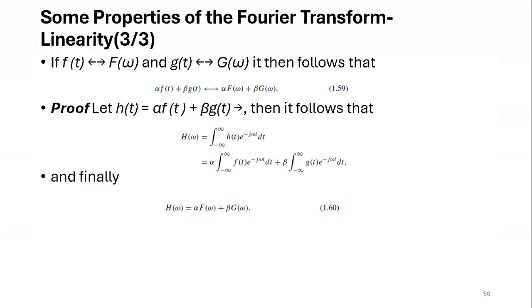H(omega) is the integral of h(t) e to the minus j omega t dt. So alpha times the integral from minus infinity to infinity of f(t) e to the minus j omega t dt, plus beta times the integral of g(t) e to the minus j omega t dt. Now H(omega) is equal to alpha F(omega) plus beta G(omega).